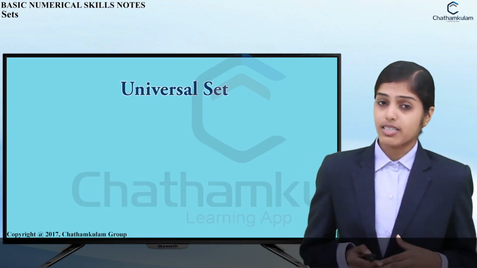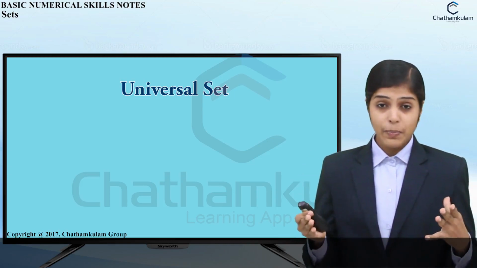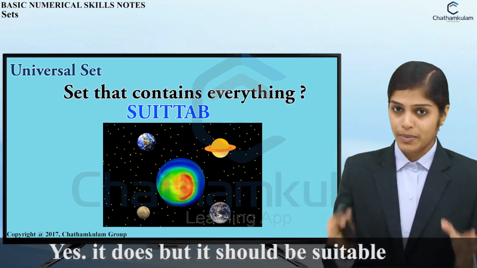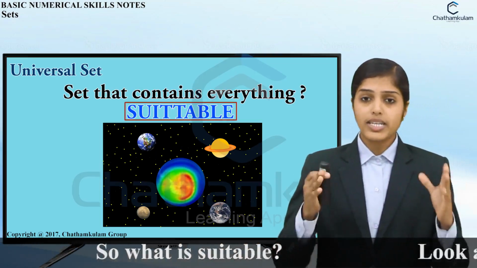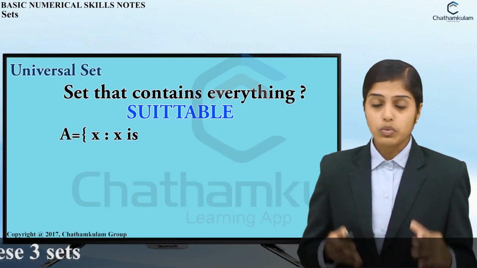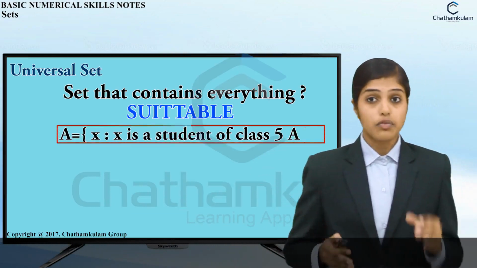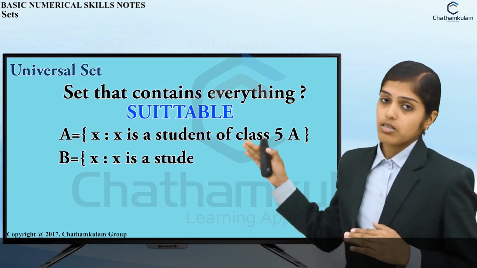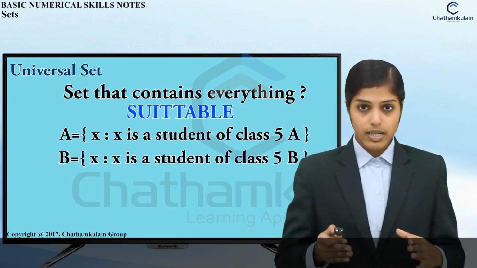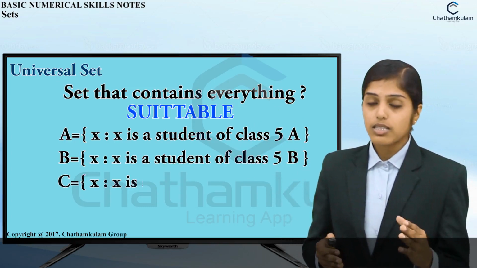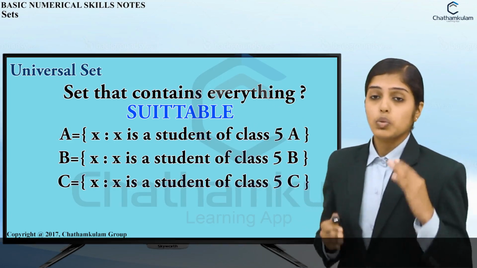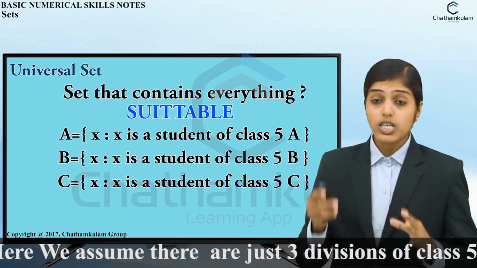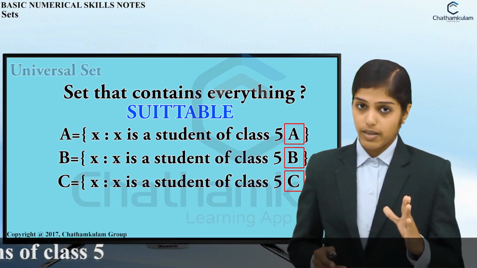Next, universal set. So friends, what do you mean by universal set? A set that contains everything? Yes, it does. But it should be suitable. So what is suitable? Look at these three sets. Set A is equal to the set of X such that X is a student of class 5A. Next, set B is equal to the set of X such that X is a student of class 5B. Next, set C is equal to the set of X such that X is a student of class 5C. Here, we assume there are just 3 divisions of class 5.